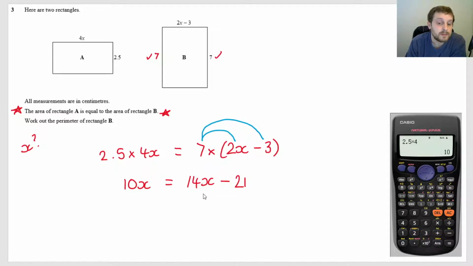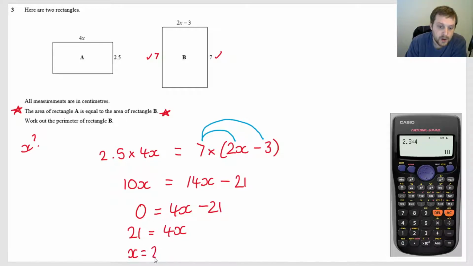I will take away 10x, so 0 is 4x minus 21, and I'll add 21. And there's different things you can do to solve this, all right? I'm just trying to make everything be positive. You could have also taken away 14x, and you'd have minus 4x equals minus 21, but you'll get the same answer. So x is 21 divided by 4. Well, 20 divided by 4 is 5, so it's 5 1/4, it's 5.25.